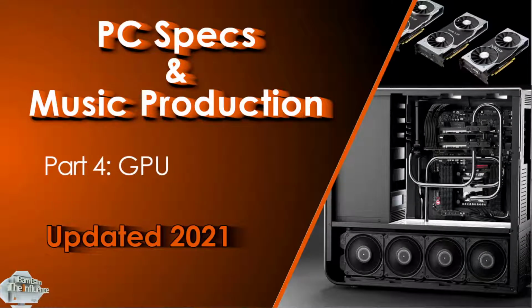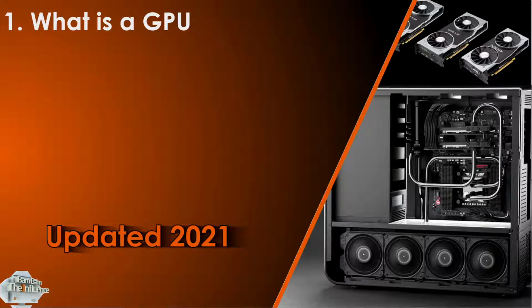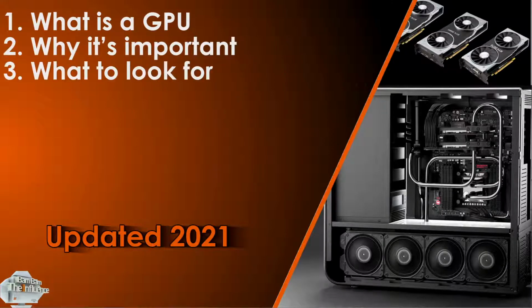So today we are dealing with the GPU. We're going to be going through number 1. Let's look at the PowerPoint. Hold on. There we go. So first we're going to be looking at what is a GPU, why it's important, what to look for, and I'm going to go into blockchain.